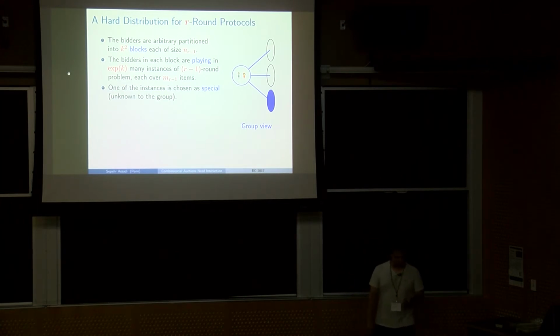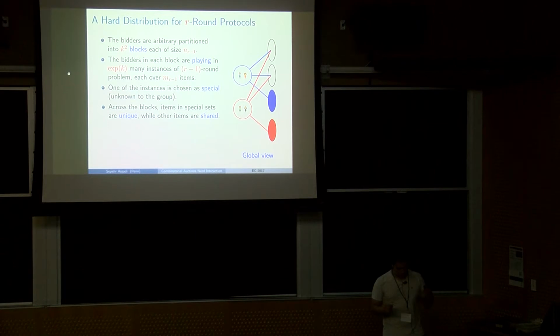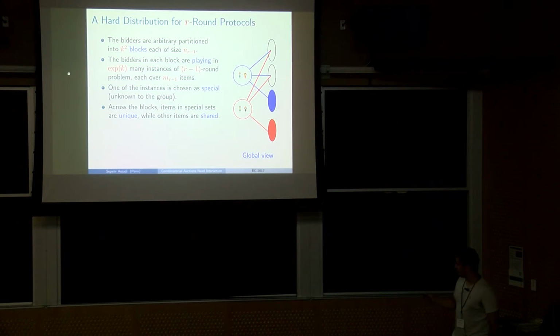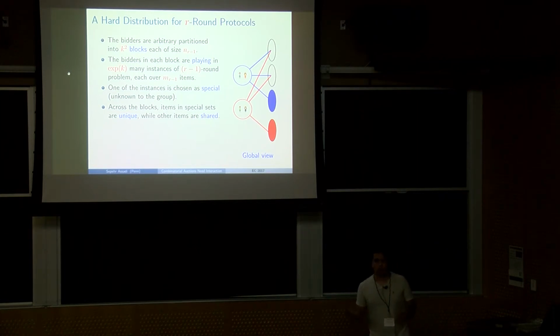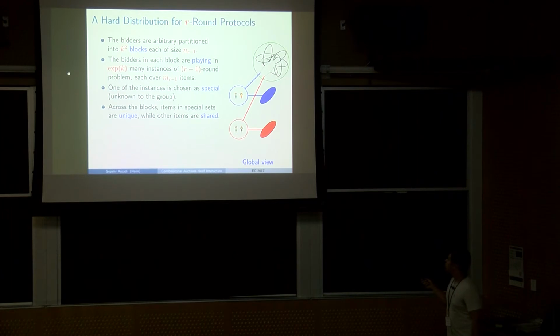Let's make one of those instances special. And when we make an instance special, in the actual input, we are going to map the items in the special instance to a unique set of items and map all the other items to the same set of elements. So what is special about these special instances is that the players in the blue group really need to solve the problem in this specific instance. All the other items are so small that even if I allocate them optimally between the groups, nobody is going to benefit anything substantial. So the blue group now really has to find a good way of allocating the items inside this blue instance between themselves.